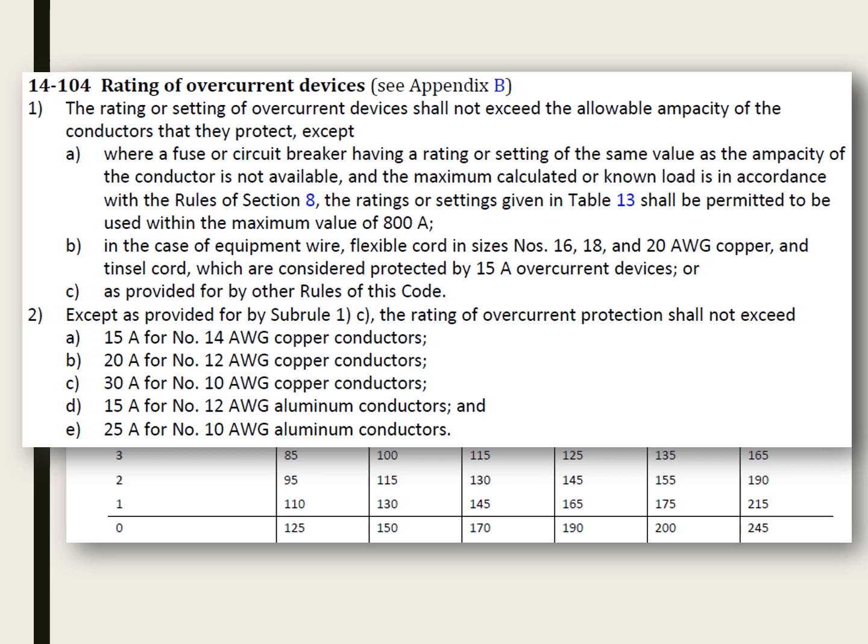These are important because anytime that we come across a circuit that is going to require a 14, a 12, or 10 gauge conductor on a normal circuit, we need to make sure that we're using the 14-104 Subrule 2 overcurrent sizing. The exceptions to this rule are things like motors, heaters, and capacitor banks, which have their own special rules when it comes to the code.